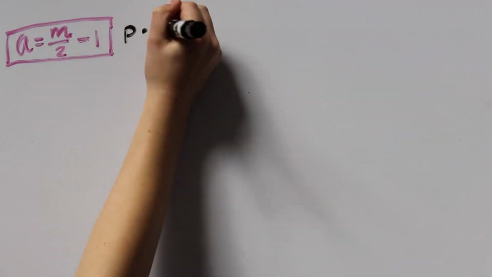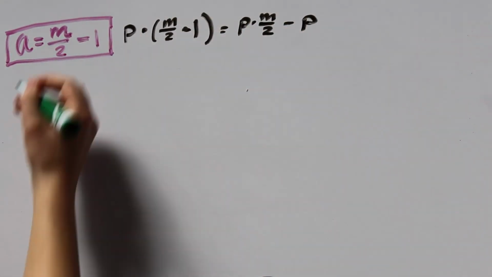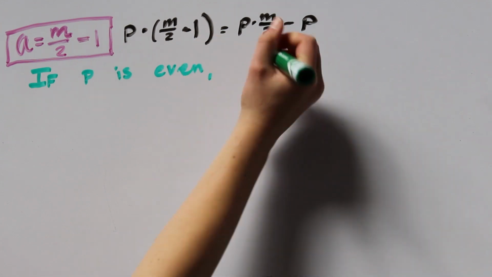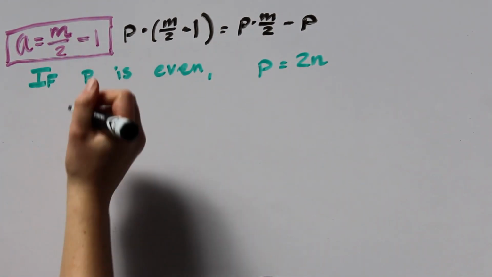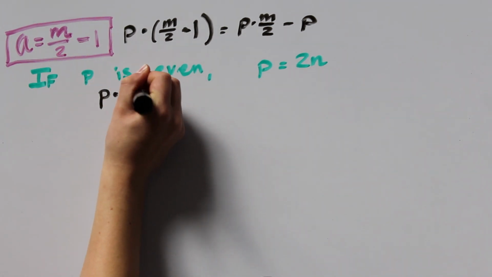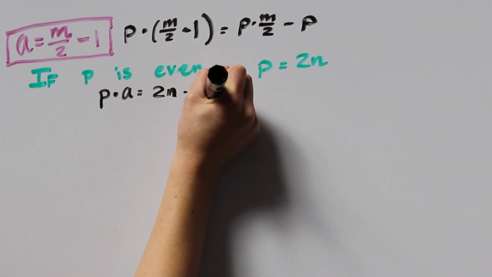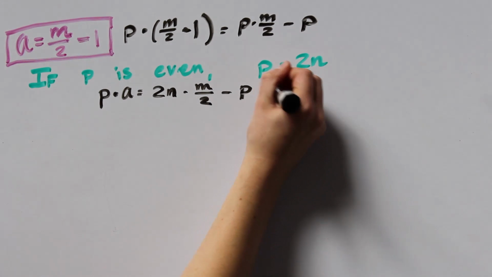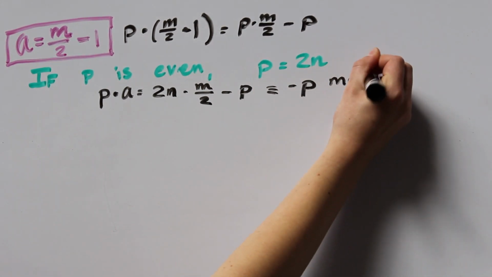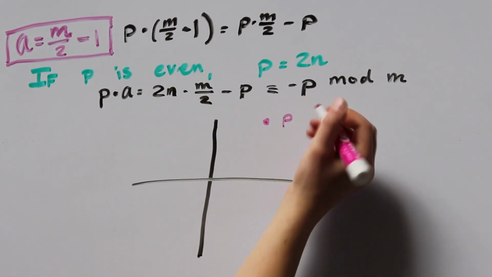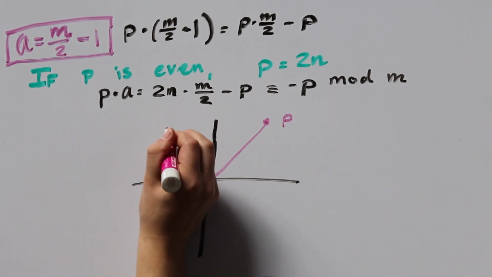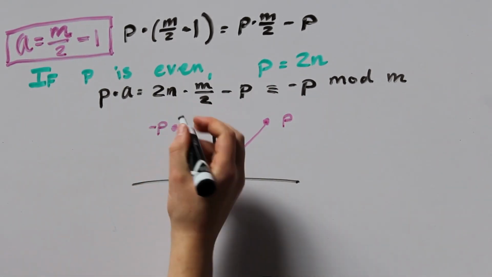Now, let's take a look at the modular arithmetic. We can see that if p equals 2n, then a times p equals 2n times m over 2 minus p, which is congruent to negative p mod m. If we draw a picture of p and minus p, we see that geometrically, a line between the 2 points is always horizontal.